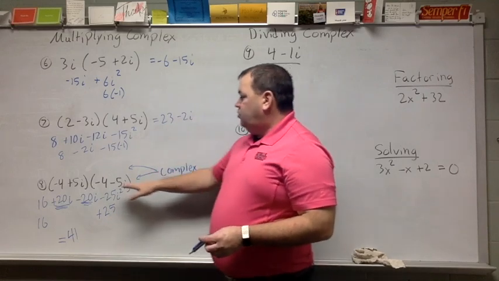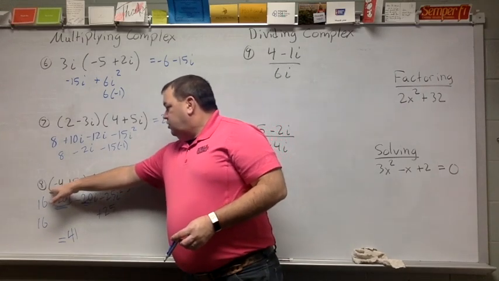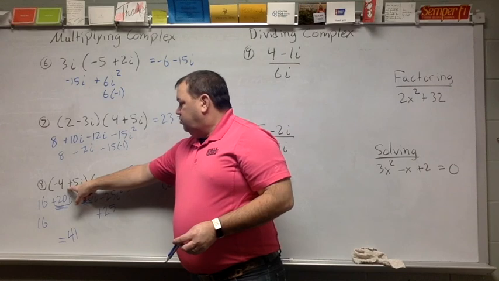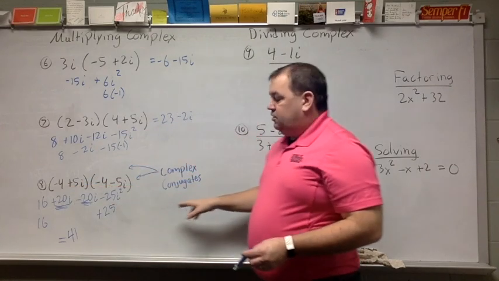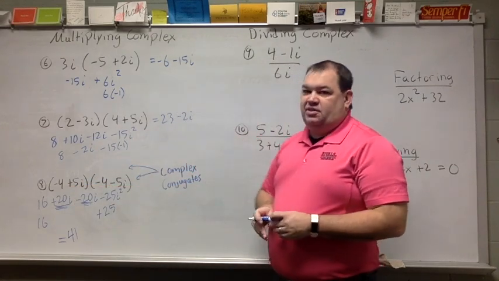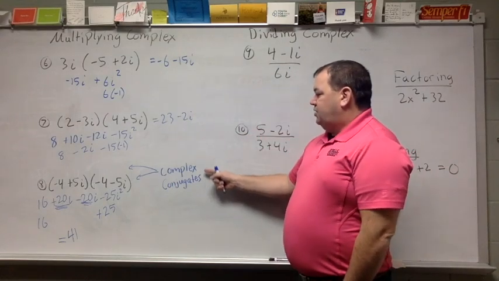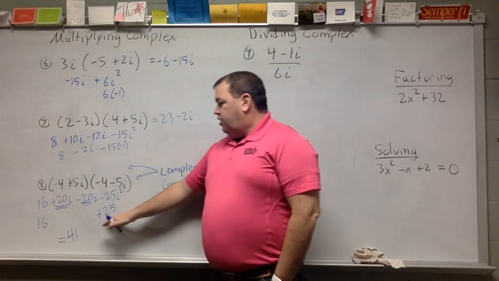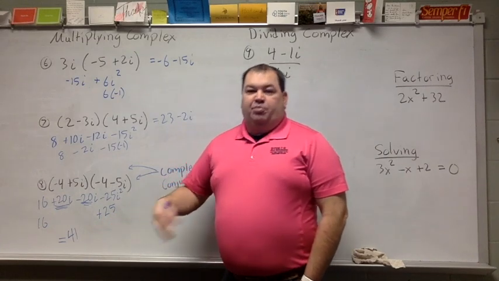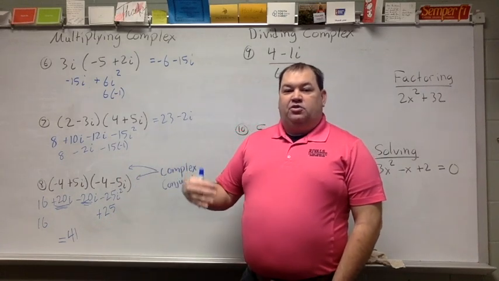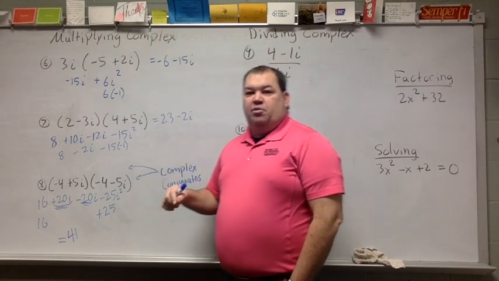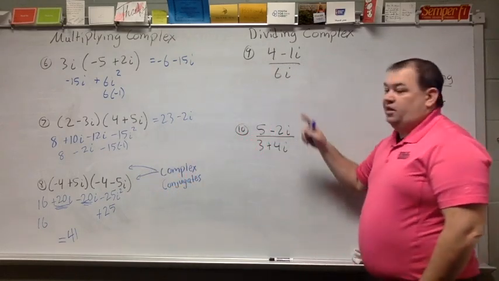Okay? The thing that's unique about these two, notice they're the exact same thing except one is a plus and one is a minus. Those are known as complex conjugates. Okay, we've talked about conjugates before, but complex conjugates have this unique characteristic where they jump out of the complex world and get us back into the real. That's going to become important when we talk about dividing.